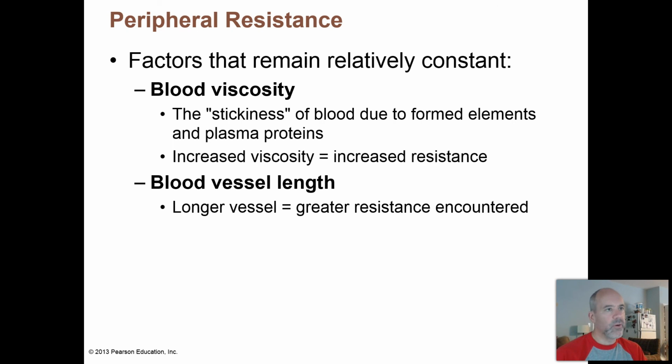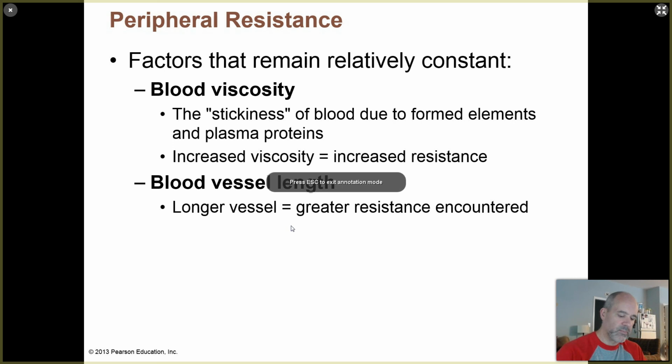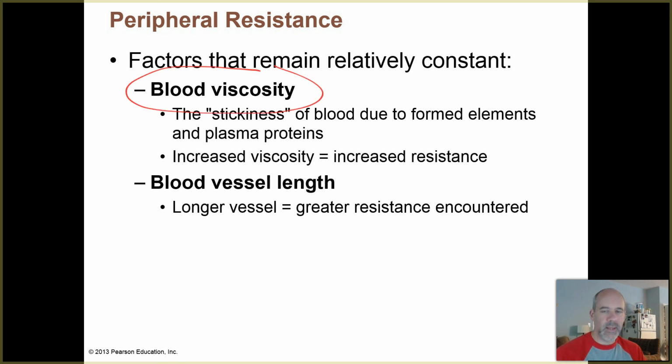Okay, now in general, in a healthy normal adult, two of those factors usually remain pretty constant. You don't normally have major changes going on in your blood viscosity. You know, if you did develop polycythemia, or if you got a little bit dehydrated, your blood viscosity would go up, and then that would increase your peripheral resistance, and it would increase your blood pressure. Also, your blood vessel length generally doesn't change.